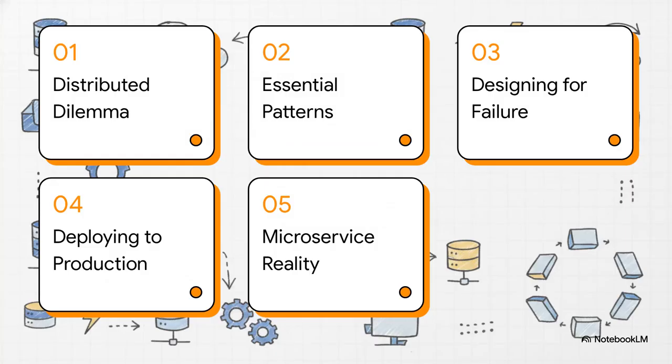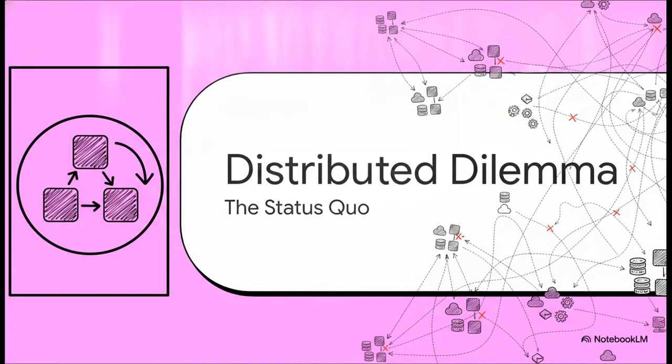So, here's our roadmap for today's Explainer. We're going to cover the distributed dilemma, essential architecture patterns, designing for failure, deploying to production, and finally, the microservice reality. Let's jump into Section 1.